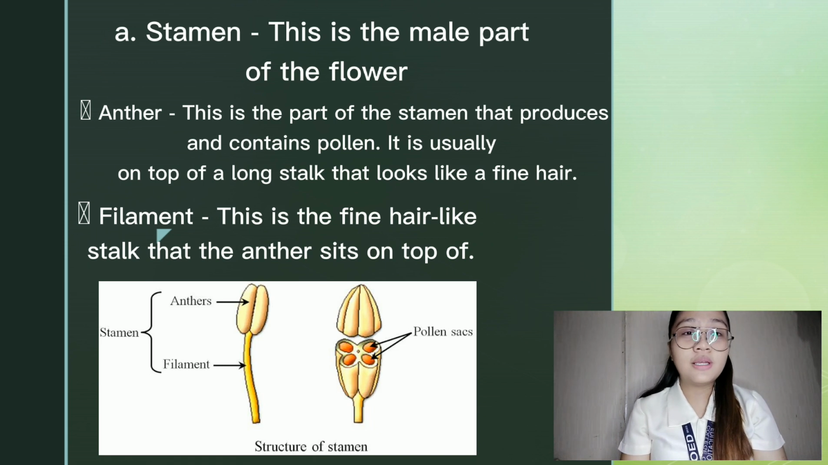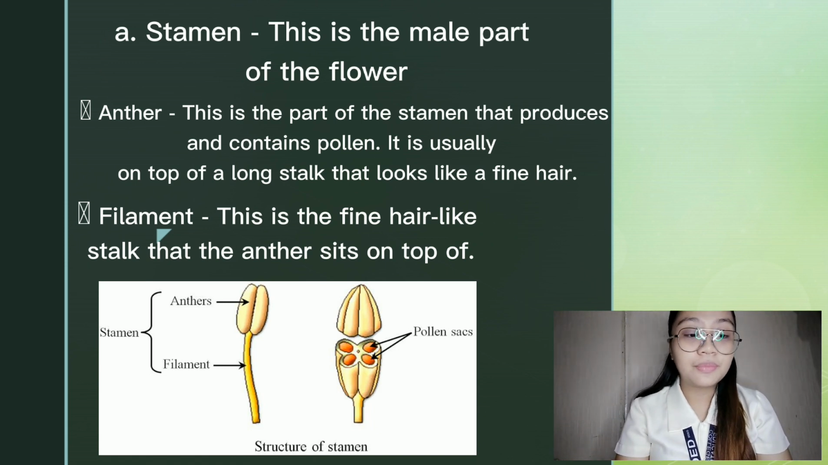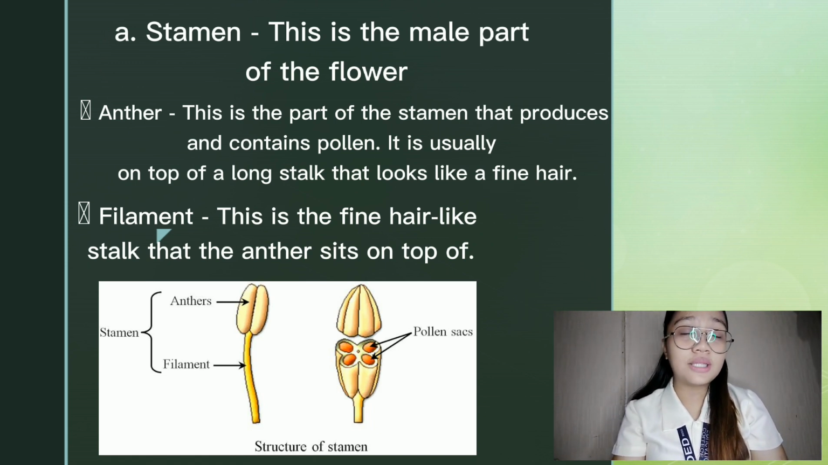Parts of flowers. First is the stamen, or the male reproductive part of a flower. The stamen consists of a long slender stalk, the filament, with two lobes at the tip. The anther consists of four sac-like structures, or microsporangia, that produce pollen for pollination. The number of stamens is usually the same as the number of petals. Anther: this is the part of the stamen that produces and contains pollen. It is usually on top of a long stalk that looks like a fine hair. Filament: this is the hair-like stalk that the anther sits on top of.